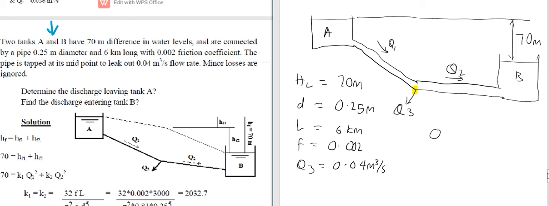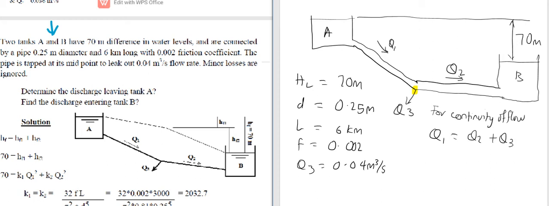So now Q1, for continuity of flow, Q1 will be equal to Q2 plus Q3. That is for continuity of flow to exist. We already know Q3. We have to find Q1 and Q2. Okay, we know that now.